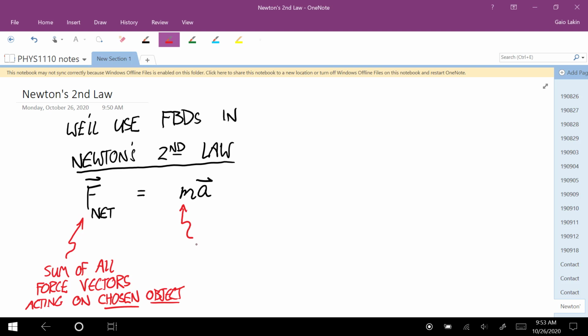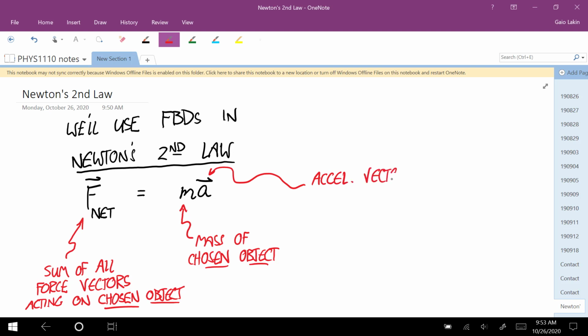M is the mass of the chosen object. And A is the acceleration vector of the chosen object. So there's always a relationship between the sum of the forces acting on a body and the acceleration of the body.